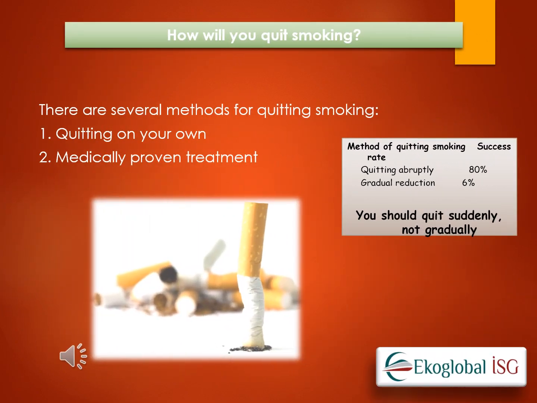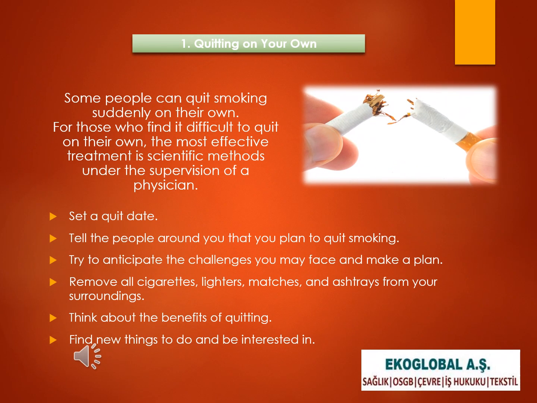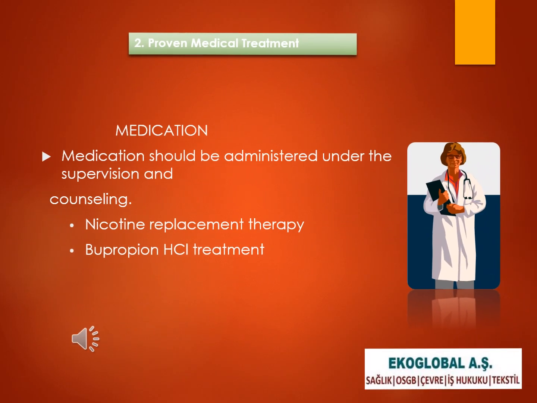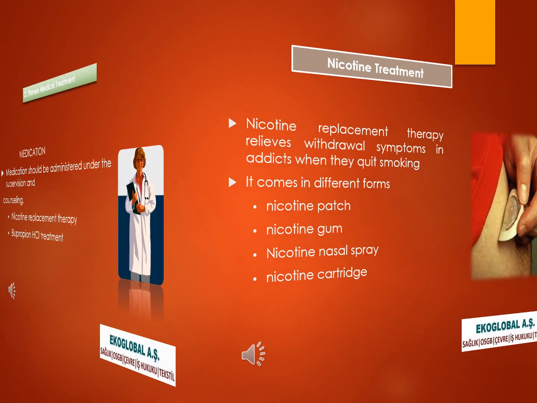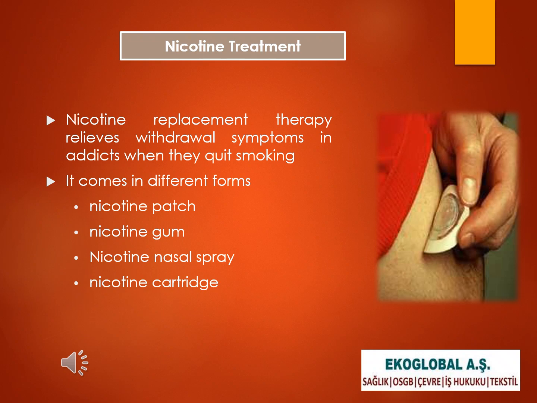There are several ways of quitting smoking: quitting on your own or using medically proven treatments. To quit on your own, set a quit date, inform those around you, anticipate challenges, remove cigarettes and related items, focus on the benefits, and engage in new activities. Under professional supervision, medications, including nicotine replacement therapy and bupropion, can support cessation. Nicotine replacement therapy relieves withdrawal symptoms in addicts when they quit smoking.